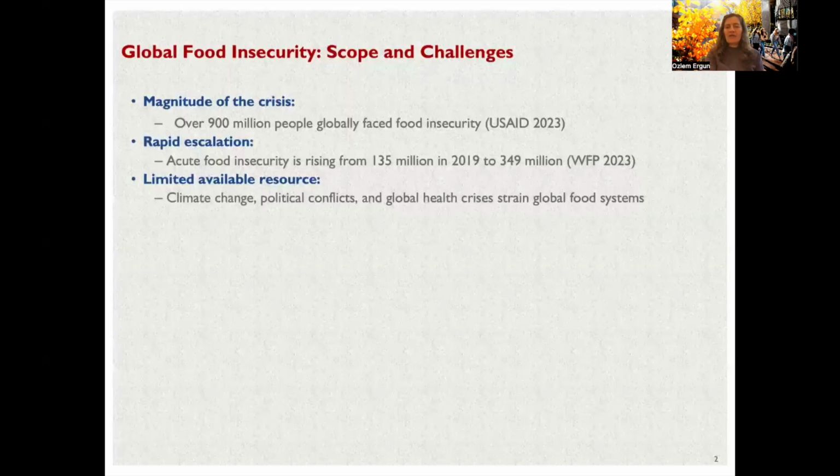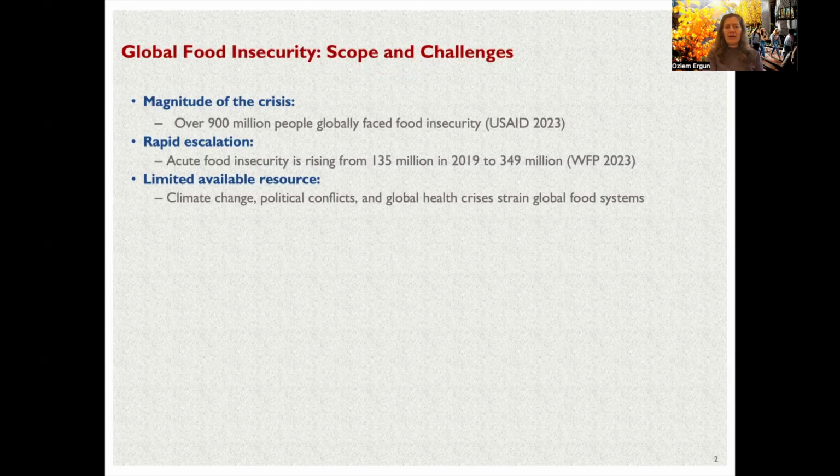The challenges that are faced in the global food aid sector today are coming from both the demand and the supply sides. On the demand side, the magnitude of the crisis has been increasing. In fact, acute food insecurity went from 135 million in 2019 to almost 350 million in 2023.